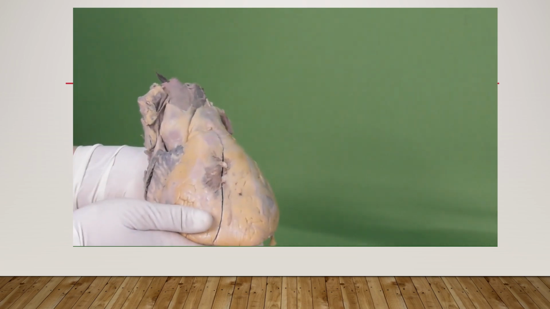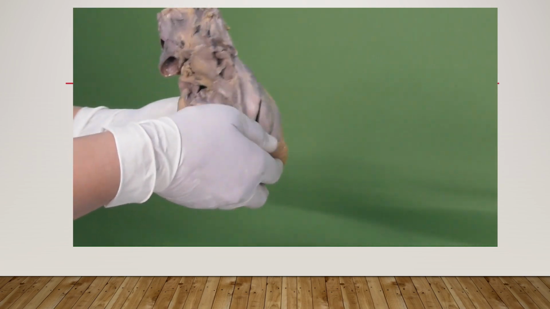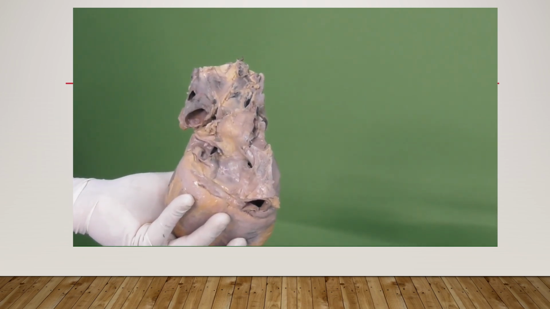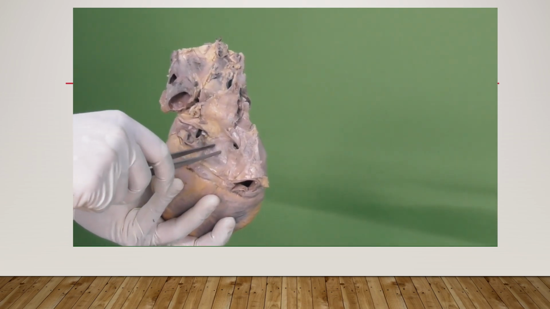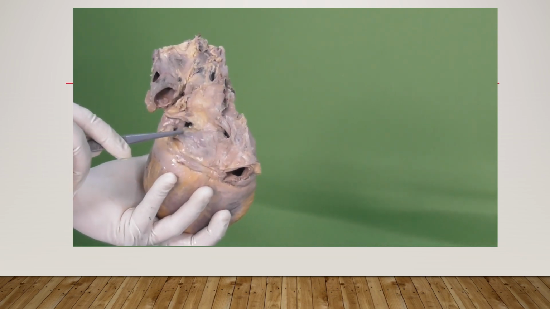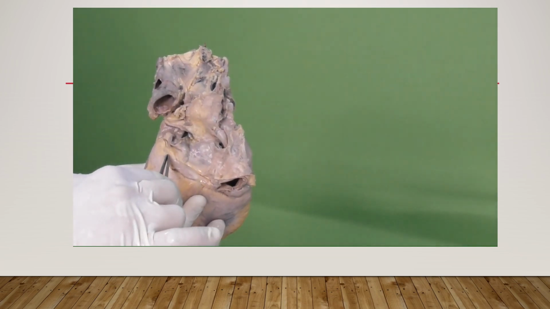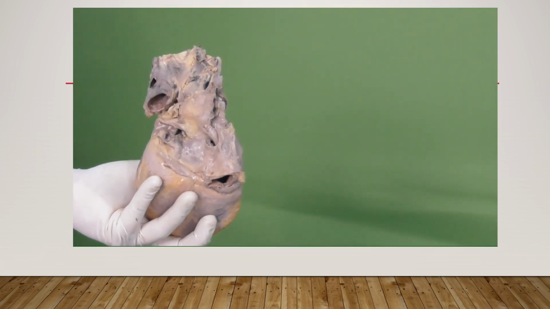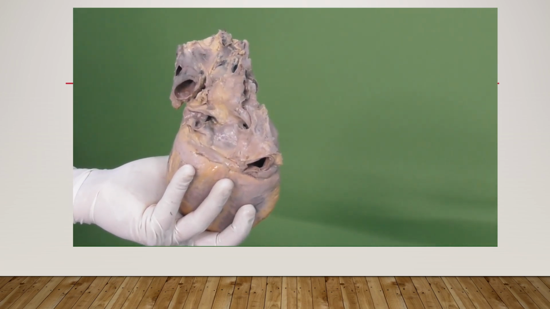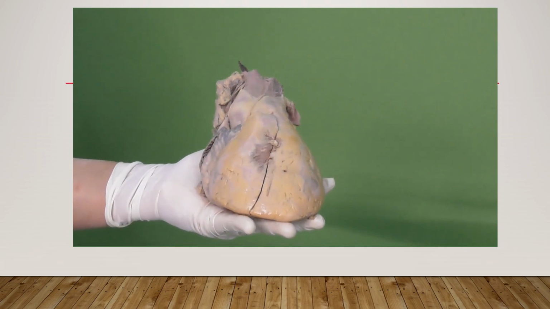Now base of the heart lies on the posterior surface of the heart. So if you just rotate it, we can see this is the posterior surface, which is also called as base of the heart. So the left atrium is mainly forming the base of the heart. Here we can see these are the openings of pulmonary veins in the left atrium. Now this base lies in front of 4th to 8th thoracic vertebrae. So that was about the base and apex of the heart.